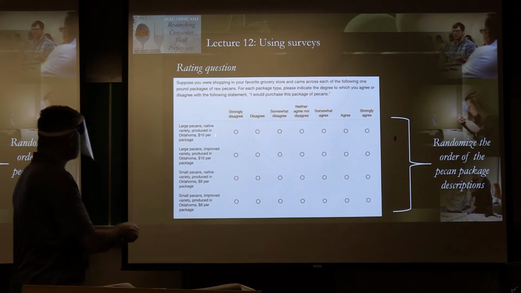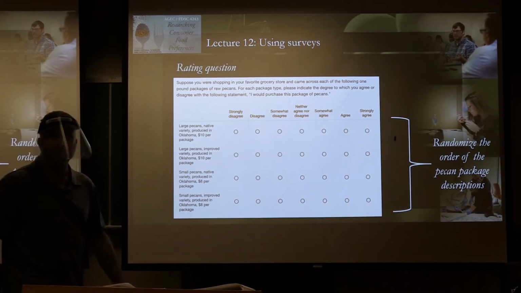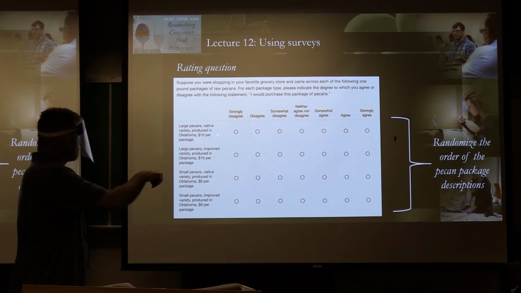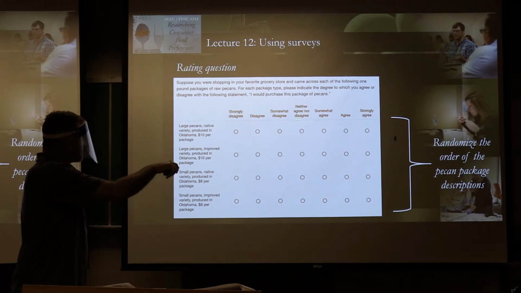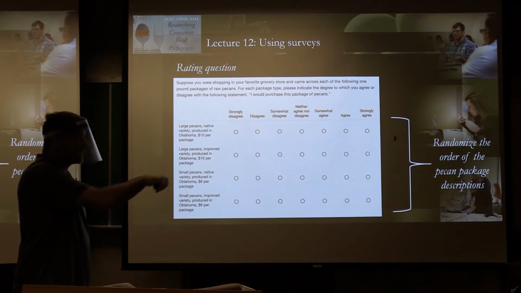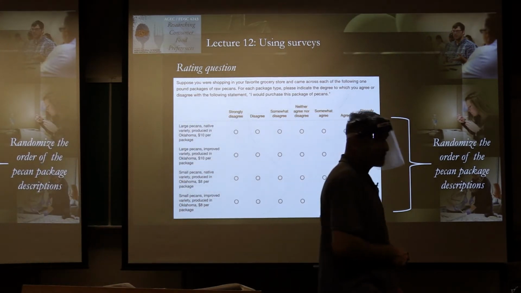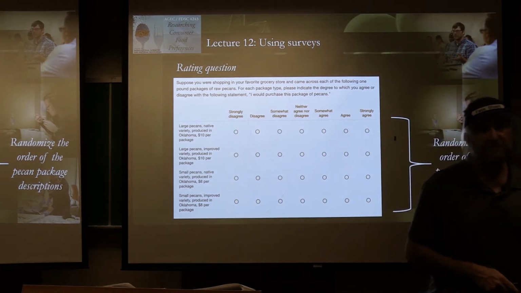So on the next one, I keep it exactly the same, except instead of native, I call it an improved variety. So these two right here are the same, except one is a native pecan and one's an improved pecan. And then if people indicate a higher score, that lets me measure the extent to which they prefer improved varieties or not.